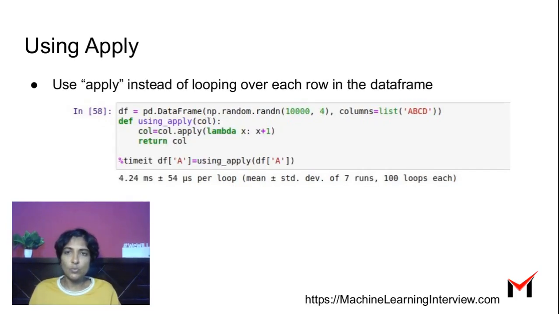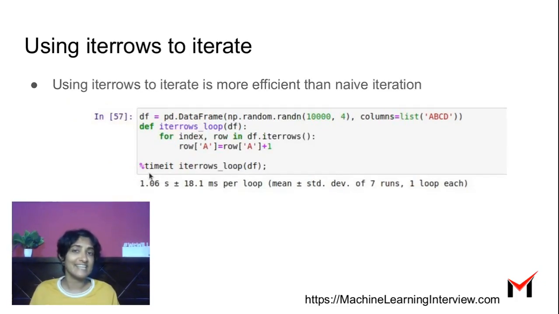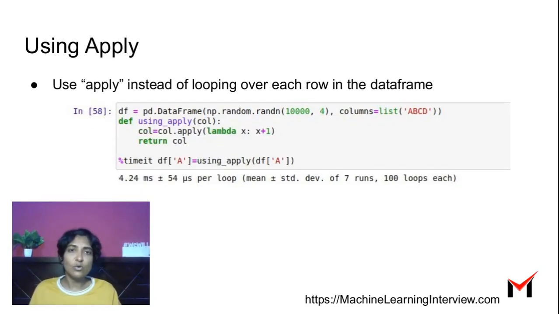Okay, so what can we do better? We can use the apply method to apply something to every row of a data frame or every element of a column in the data frame. So if you see here, what we are doing is passing a column of the data frame and doing column.apply, and we have a lambda expression here that's actually adding 1. So this is more efficient because we avoid some of the naive indexing, and if we do timeit, we see that it takes only 4.24 milliseconds instead of 1.06 seconds that we saw earlier when we actually iterated over every row. So iterating over a row is expensive, and we want to use apply instead whenever possible.